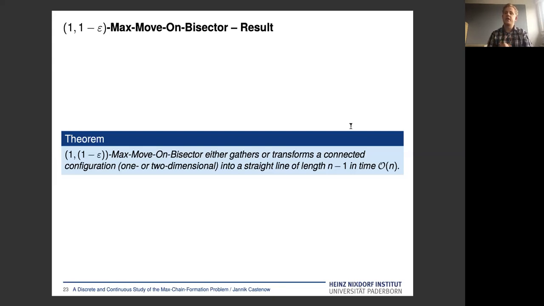So here we can see that by reducing the speed of the outer robots, we can get rid of this dependency on the initial distance. And this is actually not possible in the absolute time model.